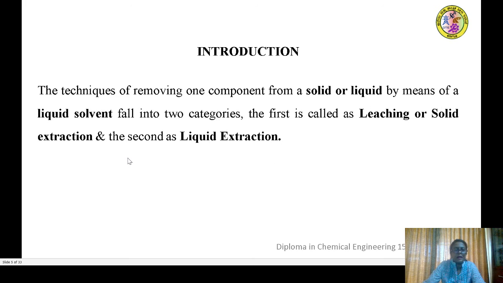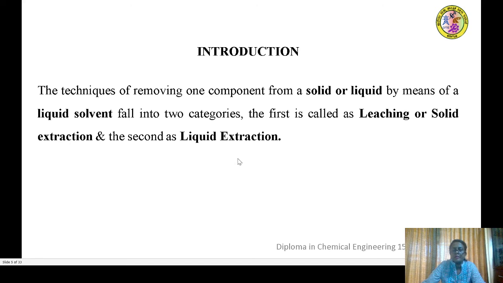Okay, so in the introduction part, we are discussing two techniques having one big similarity with respect to the principle used. There is a technique used for removing one component from either a solid or a liquid mixture, and that technique is by using a liquid solvent. This technique falls into two categories: the first is called leaching, also called solid extraction, and the second is called liquid extraction.